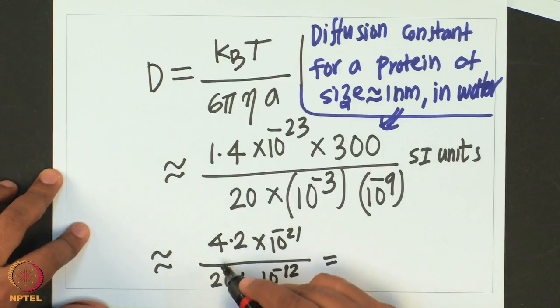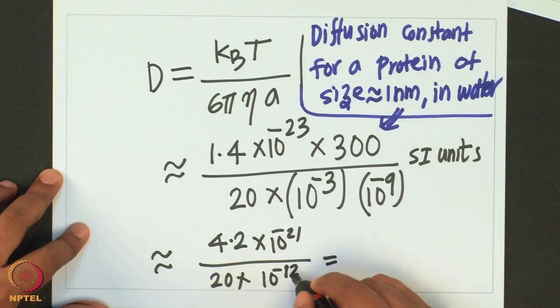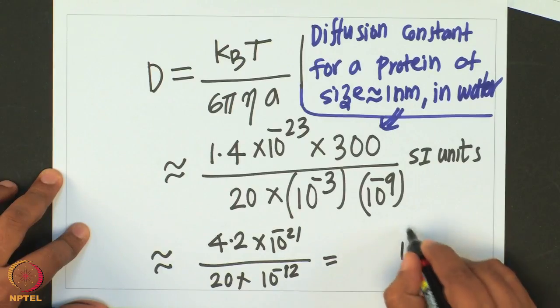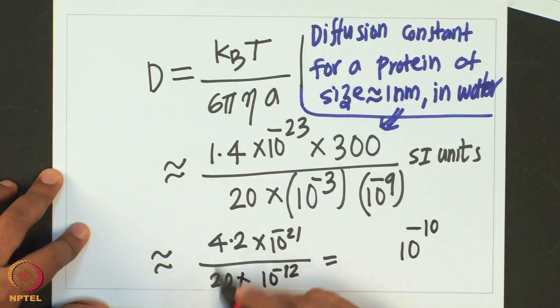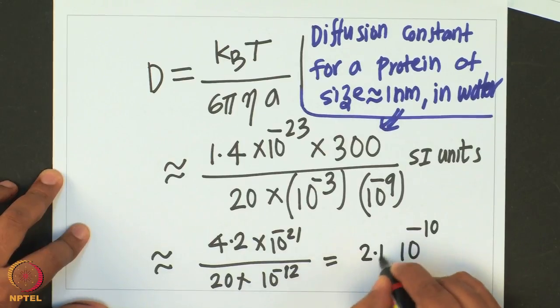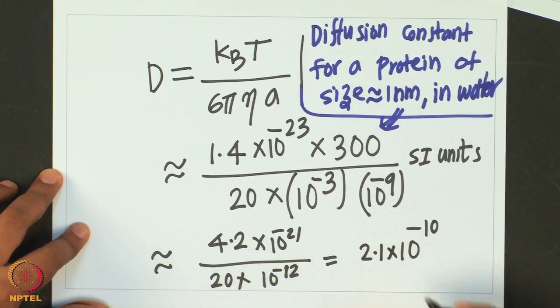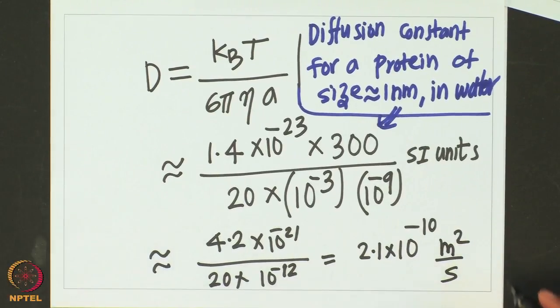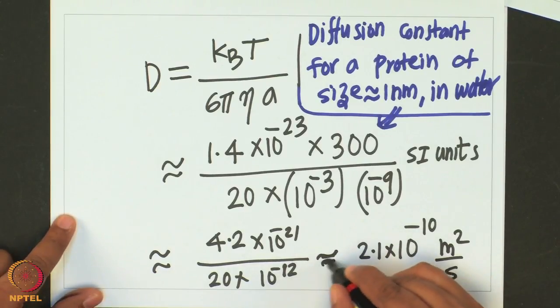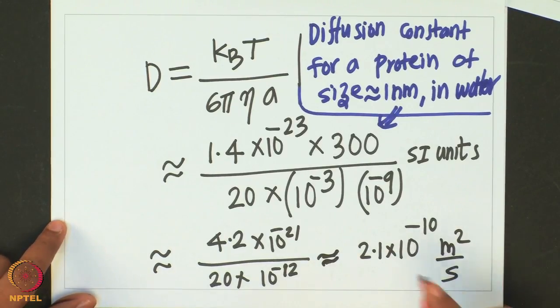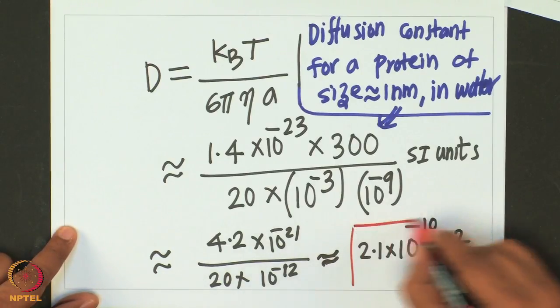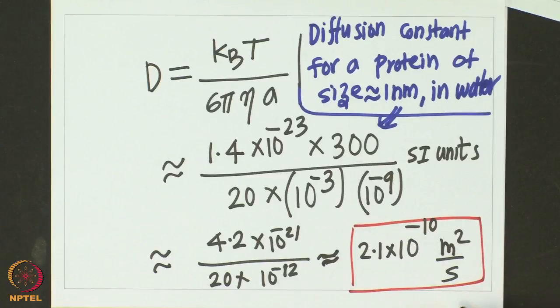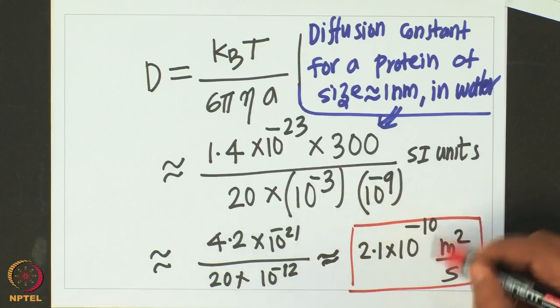So, this is approximately, I multiply with 10 power minus 11, so this would be 10 power minus 10, and there will be 2.1. So 2.1 into 10 power minus 10 meters square per second. This would be the approximate number. I urge you to recalculate this. So this would be the typical diffusion constant for a protein having a size of the order of 1 nanometer.